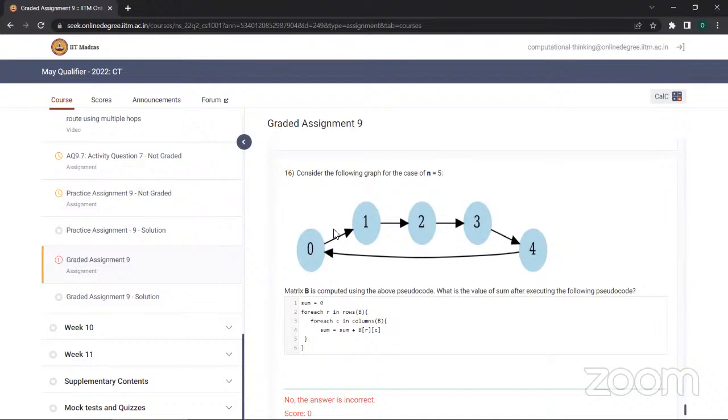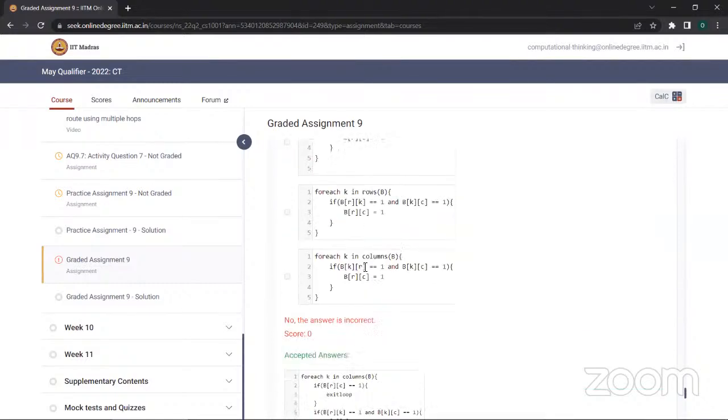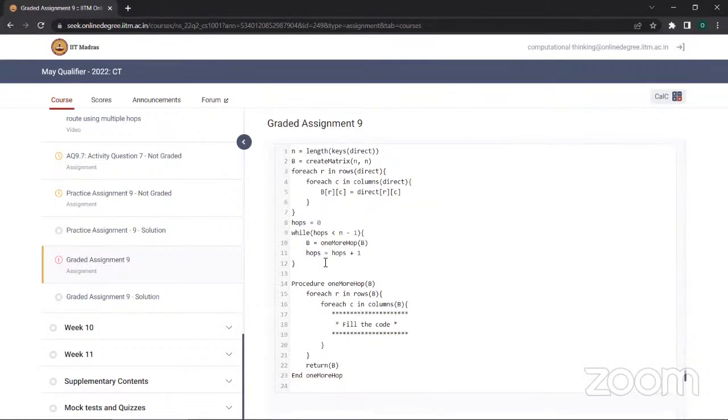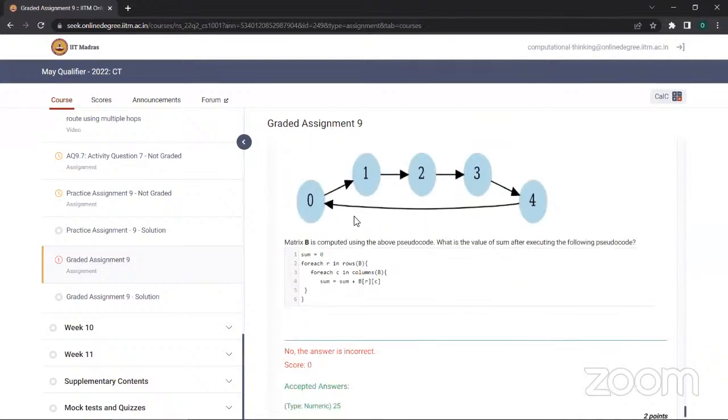Correct. But what does this mean? How many hops are there between 0 to 1? 0 hops, right? Yes. So as per that code, what are we doing? We start with 0 hops. Right? But whenever for hops equal to 0, we execute this one more hop once. So what is happening? Listen, just give me a minute, okay? That's why we started with 0 hops, because there is no hop between 0 and 1, right?